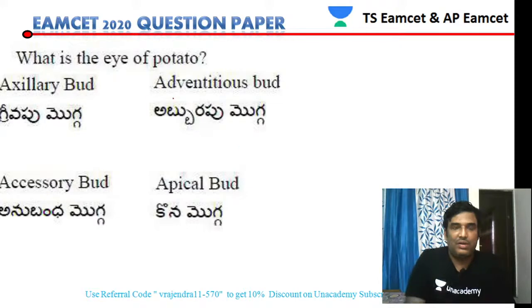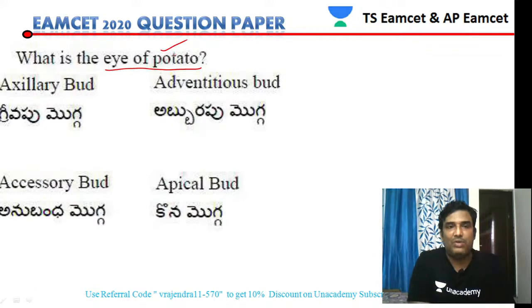Next, what is the eye spot of potato? The potato has eye spots, no doubt about it. Those eye spots are nothing but the axillary buds. Axillary buds of the potato act as eye spots.